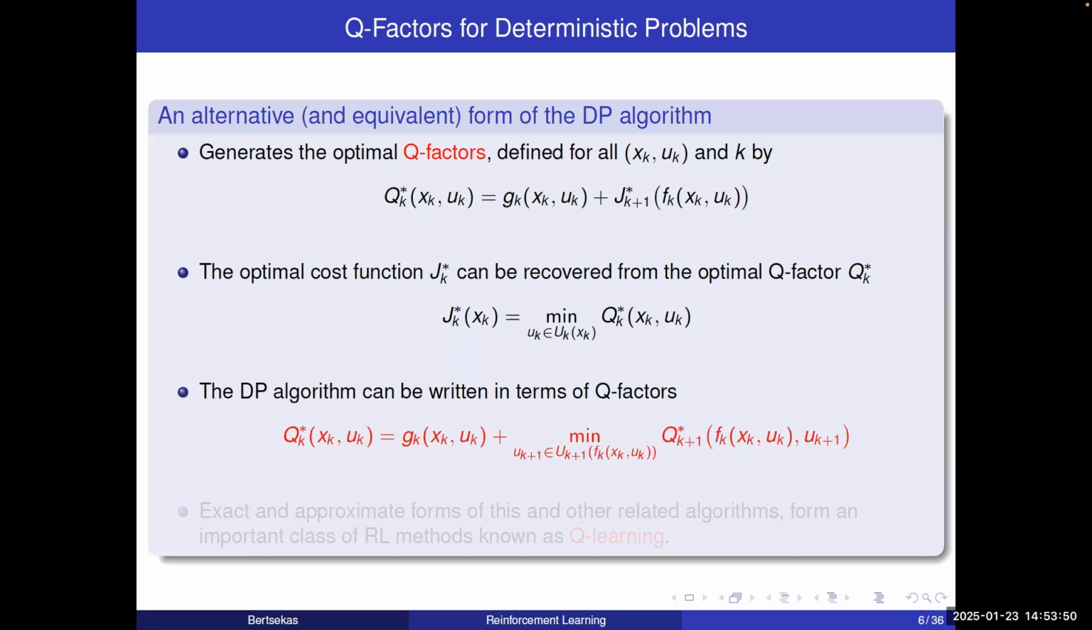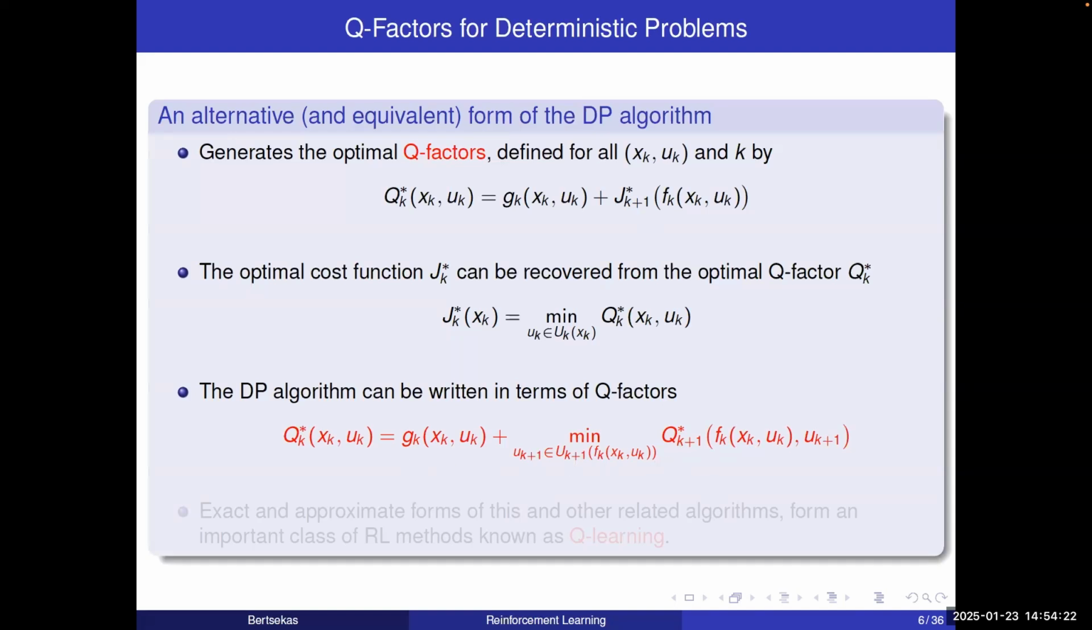Moreover, the dynamic programming algorithm can be written in terms of Q factors, right? Look at this expression. Substituting this into that gives us this equivalent form of the dynamic programming algorithm in terms of Q stars. Going backwards gives you the Q stars as opposed to the J stars. So it's an alternative way to write the dynamic programming algorithm.